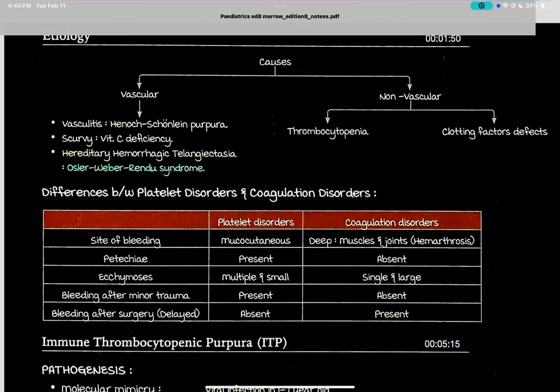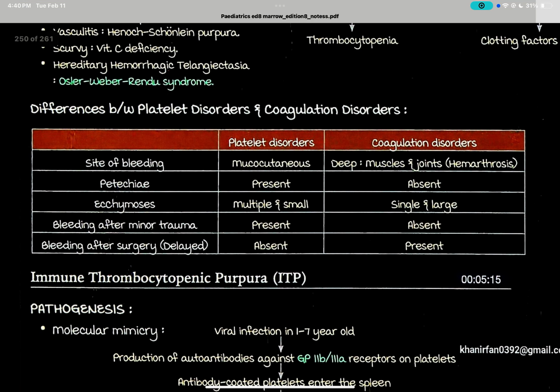What is the difference between platelet disorder and coagulation disorder? The site of bleeding for platelets is mucocutaneous, while for coagulation it is deep muscle, joints, and tendons, hemarthrosis. Petechiae are present in platelet disorder but absent in coagulation disorder.